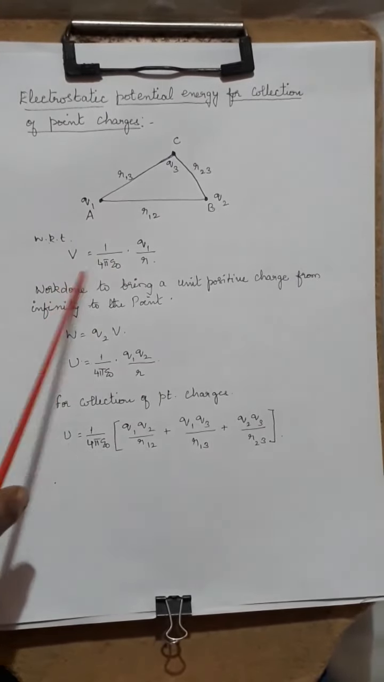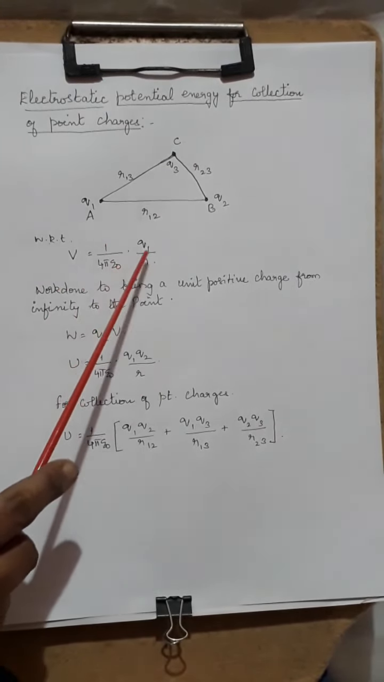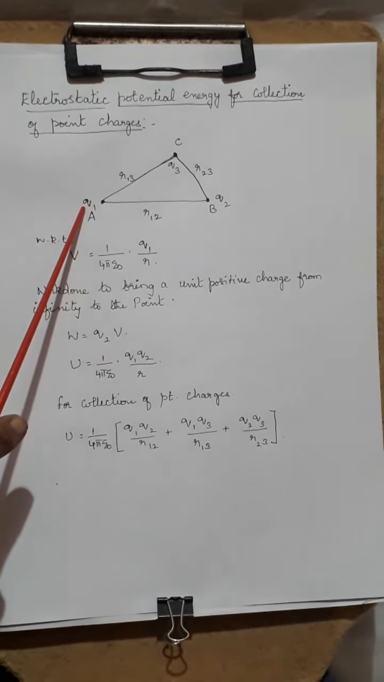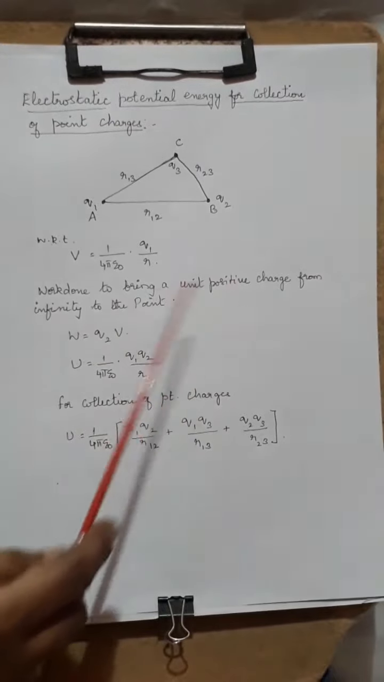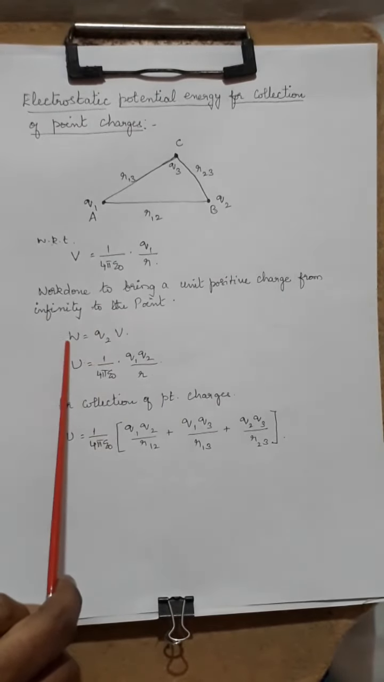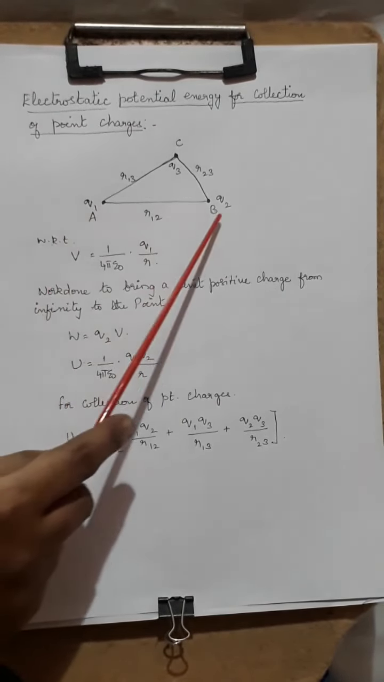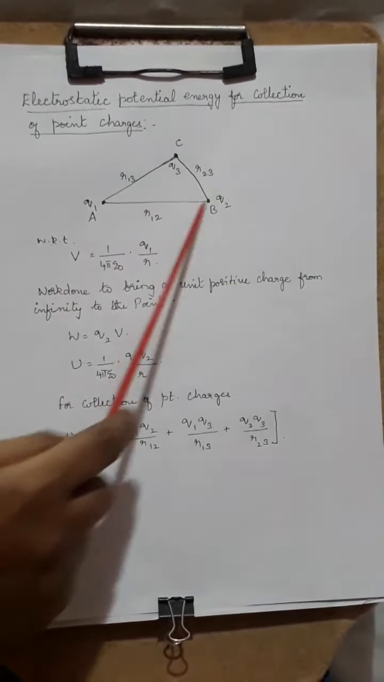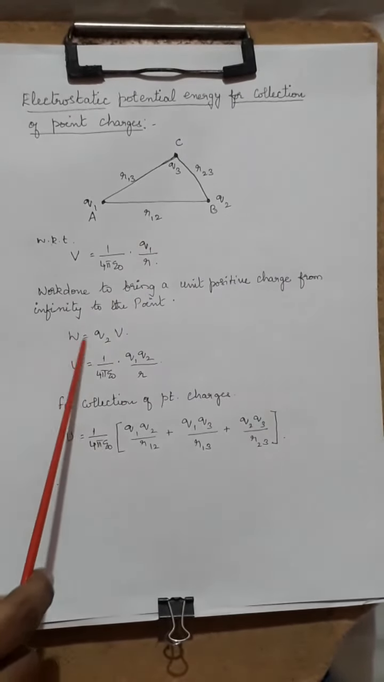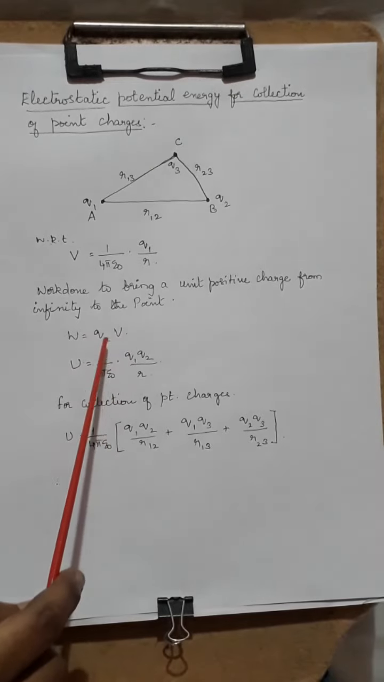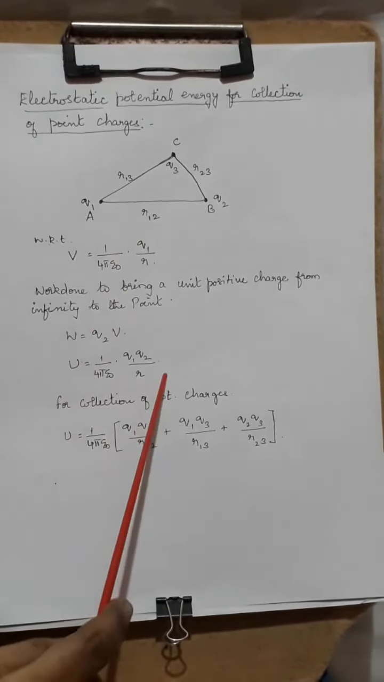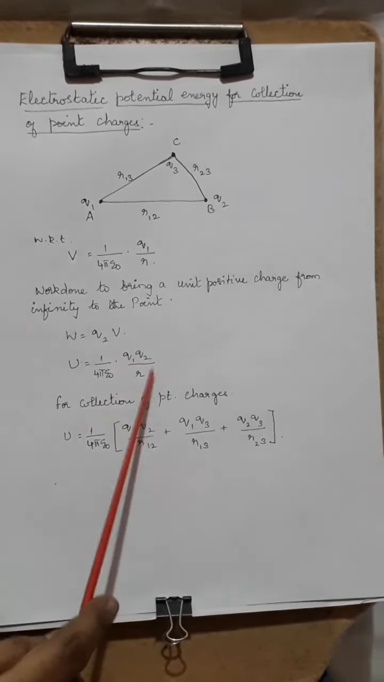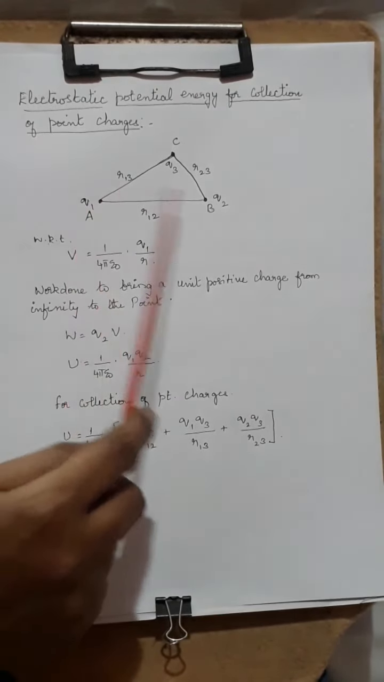So V is equal to 1 by 4 pi epsilon naught Q1 by R. This is for the point charge. But I need to find it out for a unit positive charge from infinity to the point. So W, that is between Q1 and Q2, between this, what should be the work done? Work done is given by Q2 into V. I just substitute Q2 in this equation, then I get this as the potential energy. This is between Q1 and Q2.